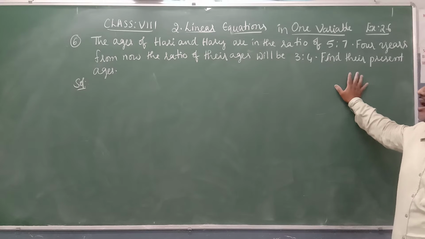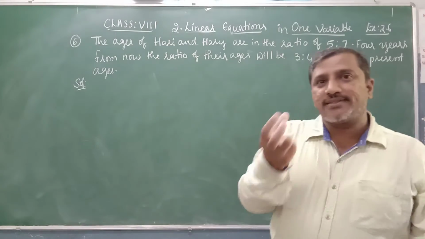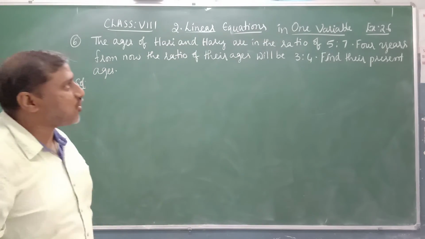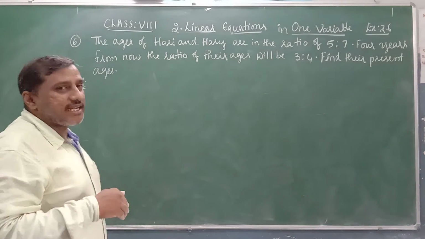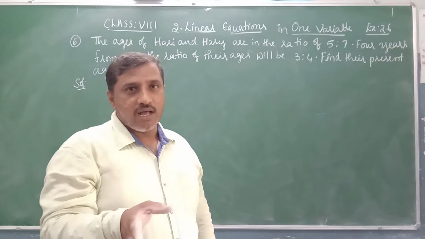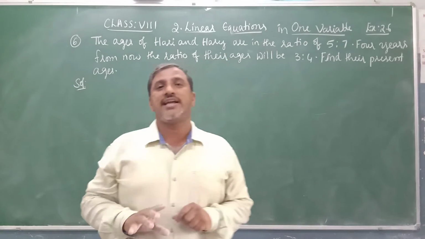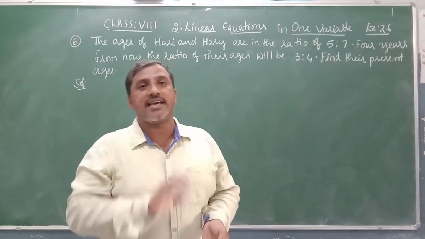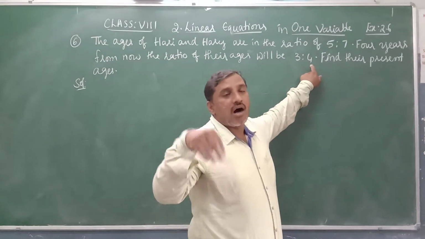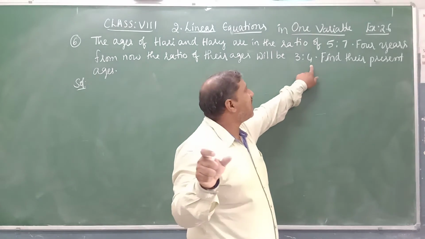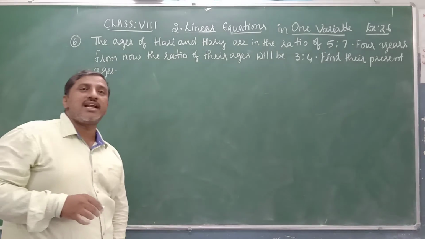The ages of Hari and Harry are in the ratio 5:7. So there are two persons, Hari and Harry. Their ages ratio is given as 5:7. 4 years from now, that means after 4 years, definitely there will be a change in their ages, and so a change in their ratio also. The ratio of their ages will be 3:4. Find their present ages.